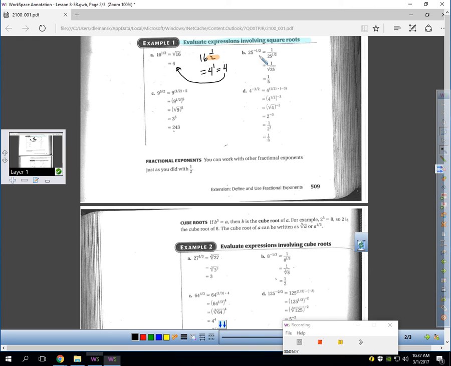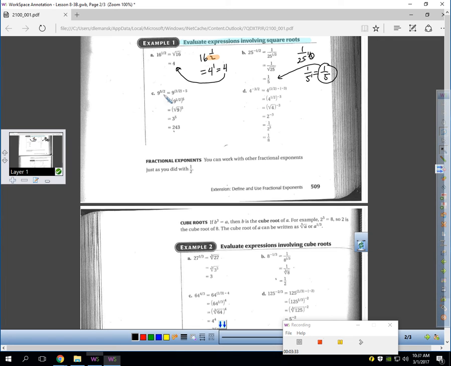Okay, let's look at this one. 25 to the negative 1/2 power. Well, the negative means move 25 to the denominator and 1/2 power it there. Let's do the root first. The square root of 25 is 5, and then I still have the 1st power. 5 to the 1st power is 5. You're getting 1/5 out of that.